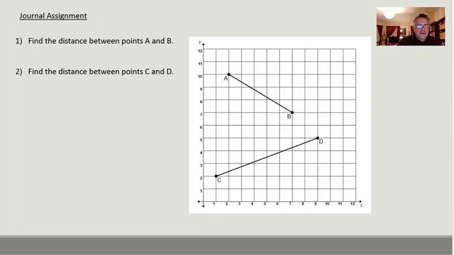All right, time for the general assignment. So here, I want you to find the distance between two segments here. So you're going to make two triangles. And so you can kind of count. I know it's kind of hard with a computer, but you can count how many squares we go down and how many squares we go over to get to B. And you can kind of do the same thing with C and D. So find the distance between A and B. That's number one. Number two, find the distance between C and D. Good luck.